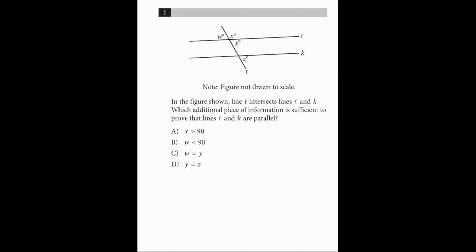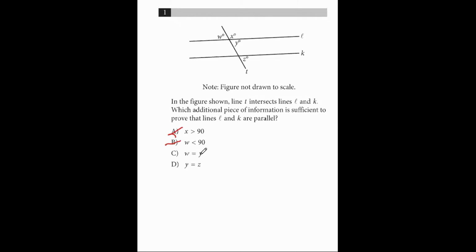Okay, so for question one, we have two lines and we're asked which piece of information proves that the lines are parallel. So in this case, for A, x is greater than 90. Well, that doesn't really tell us anything about line K, so it's not A. And then for B, W is less than 90. Well, that also doesn't tell us anything about line K, so it's not B.